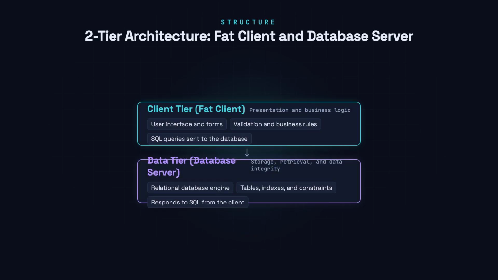The two-tier model splits the system into exactly two layers. The top tier is the fat client, fat because it carries both the presentation layer, meaning the user interface, and the business logic layer, meaning the rules and decisions of the application. The bottom tier is the database server, which is responsible purely for storing and retrieving data. There is no middle layer between them. The client talks directly to the database.